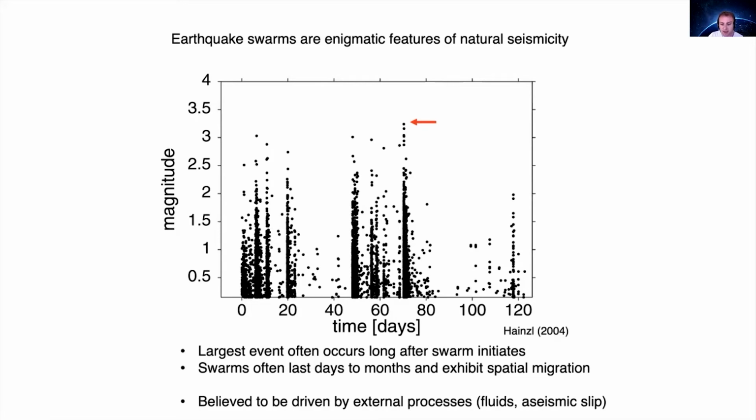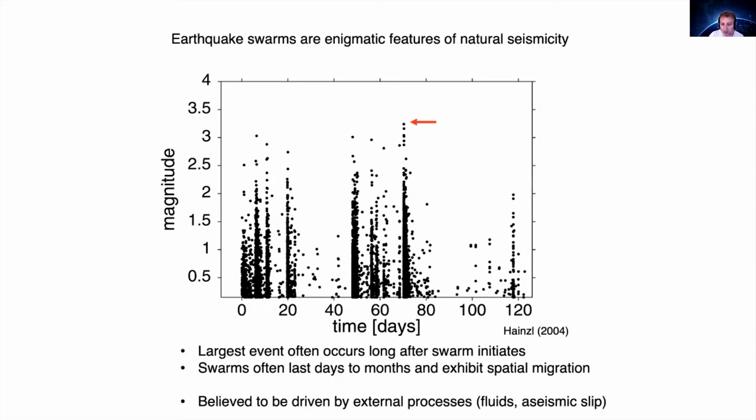It's often the case that there's not just one standout magnitude, but many events with a similarly large magnitude. Swarms can last for days to months. They sometimes surge on very rapidly and shut off just as rapidly, and they commonly exhibit spatial migration, meaning that the epicenters or hypocenters move with time. When you look at all of these characteristics together, today we believe that swarms are driven primarily by some kind of aseismic process, as opposed to standard main shock sequences being driven by earthquake stress transfer.